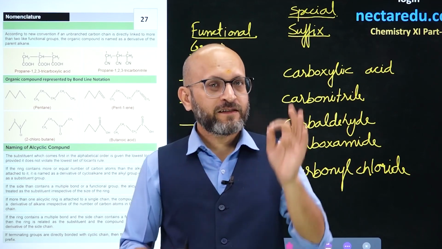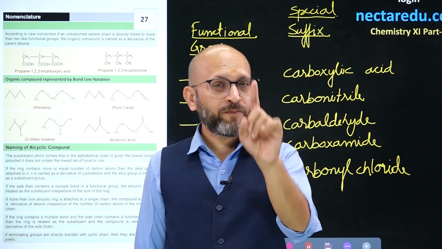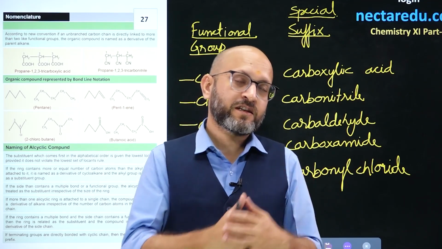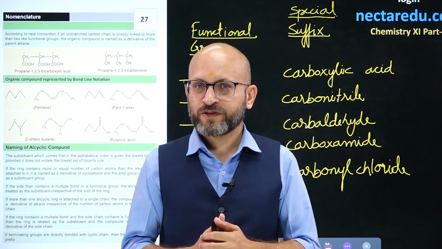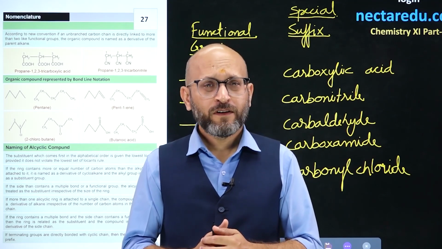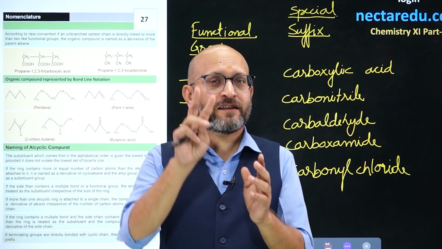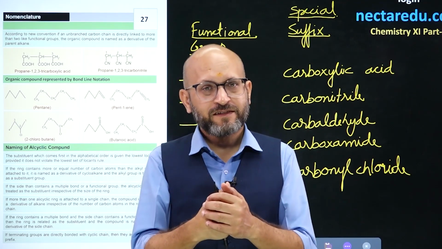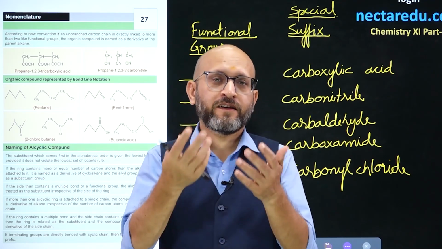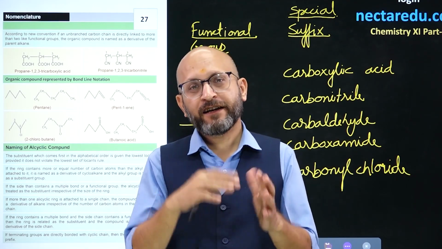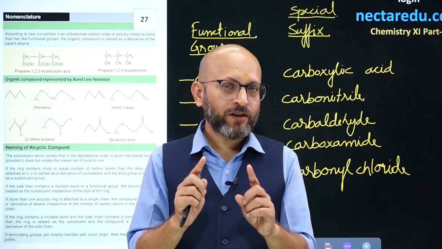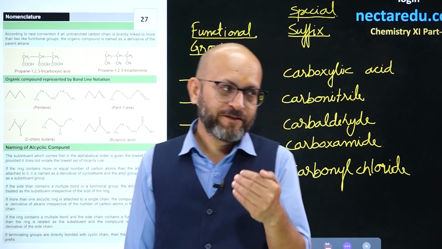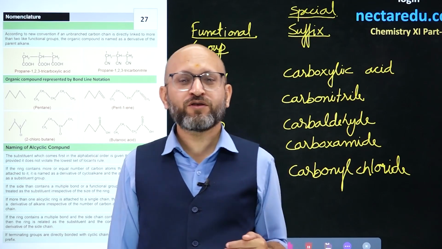If they are present, the carbon of these functional groups will be numbered 1, or the first number in the carbon chain will be given to the carbon of these functional groups. All right. Now, if they are present twice, we will put a prefix, say dioic, dial, diamide. But the problem comes when we have these repeated more than twice.